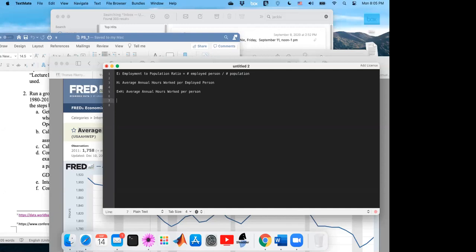And then finally, what you need to find is P. P is defined as population. You can easily find that in either World Bank data or FRED data. So now you're ready to go. You use E times H times P. What is it going to give you? This is going to give you total hours worked in the economy. Does this make sense to you?